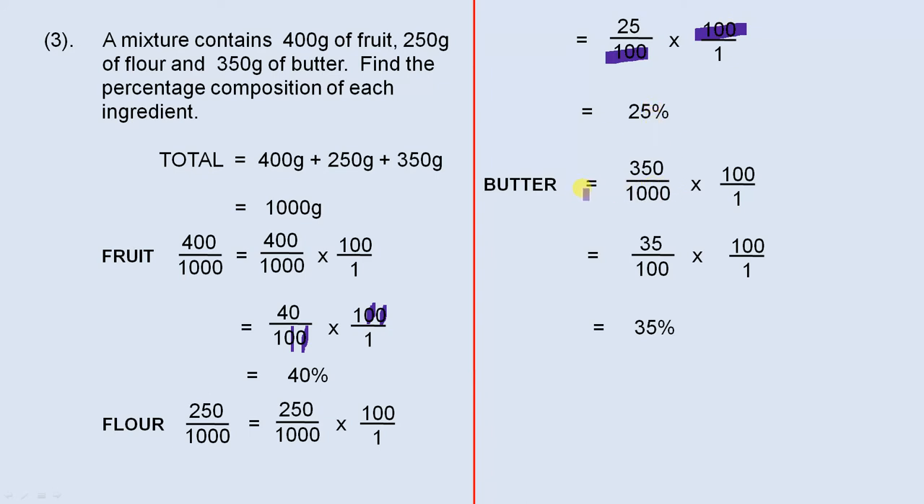And the butter, that was 350 grams. So 350 over 1,000 by 100 over 1. We divide top and bottom by 10, that gives you 35 out of 100 by 100 over 1. Again, cross off the hundreds, and that gives you 35%. So the three percentages are 40%, 25%, and 35%. And if you add those three up, that actually gives you 100%.